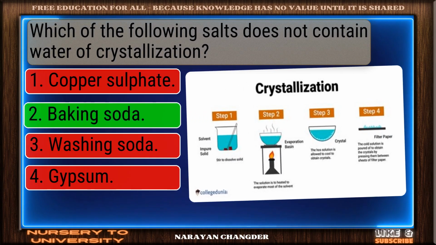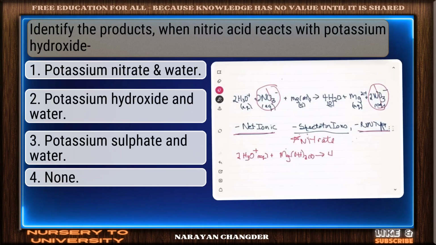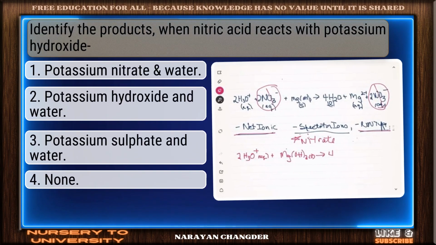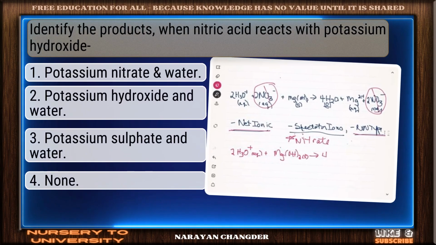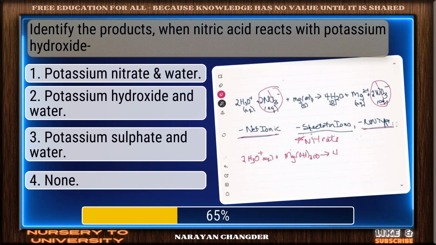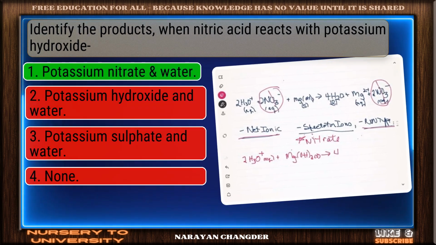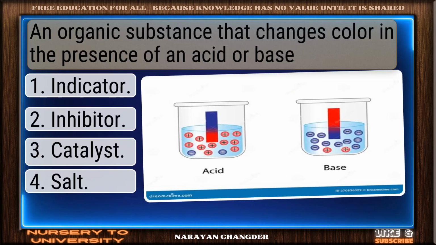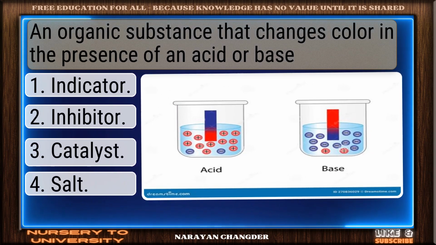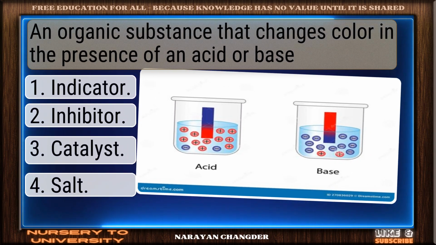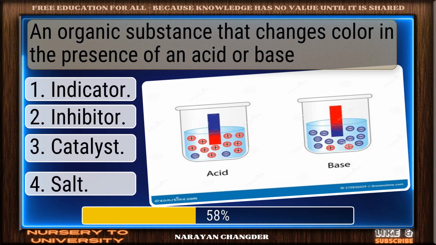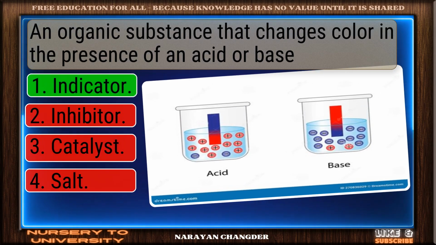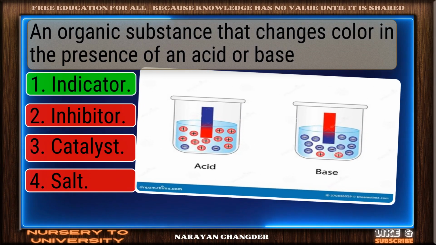Excellent choice. Baking soda is right. Identify the products when nitric acid reacts with potassium hydroxide. Right again. Potassium nitrate and water is valid. An organic substance that changes color in the presence of an acid or base. Correct response. Indicator is accurate.